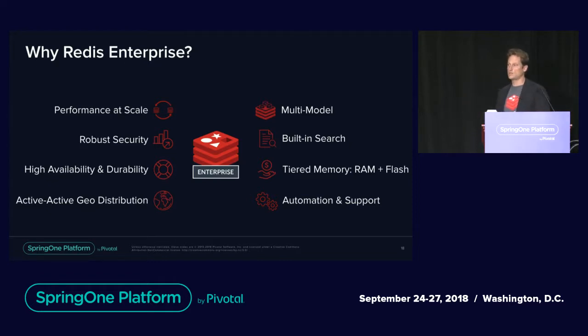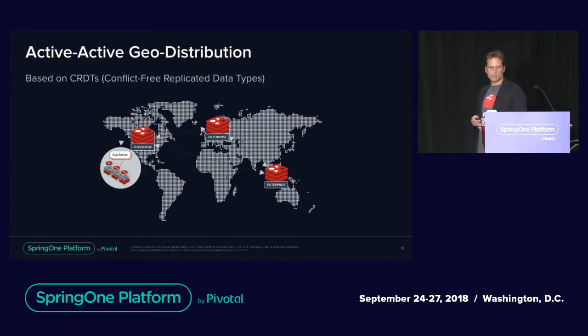It has built-in search with enterprise features and provides tiered memory access. That's a very interesting feature that lets you extend RAM onto flash, onto SSDs. So it's very useful if you have a lot of data in Redis, but you want to save on infrastructure costs. This gets you there with performance degradation that's usually not noticeable as long as you have access patterns in your data where there are hotspots. And finally, automation and support provide a wide variety of deployment options in the cloud, on-prem, in PCF, and we'll look at that in just a sec.